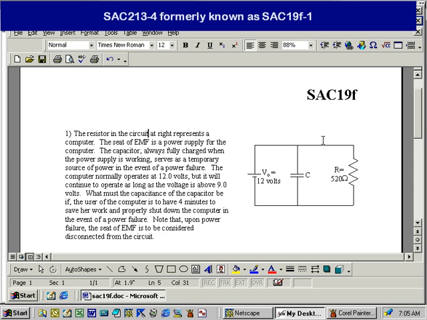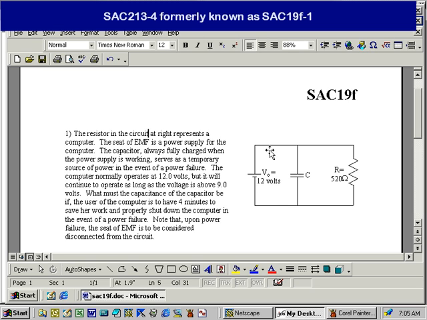Here's the circuit. It consists of a circuit in which the resistor represents a computer being powered by a 12-volt power supply.